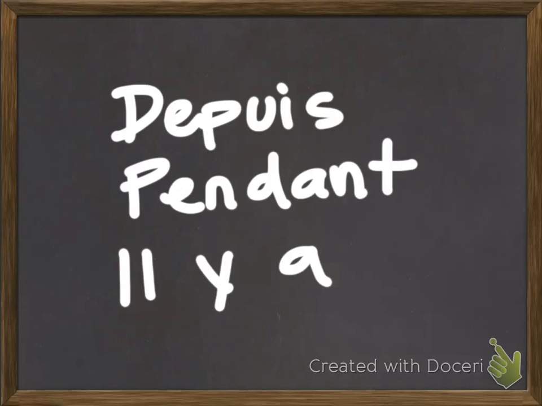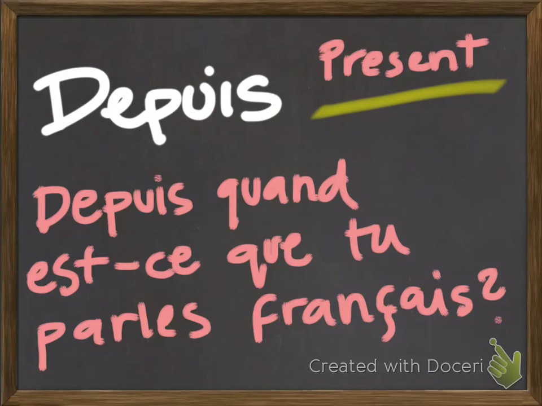Okay, so today we're going to learn the difference between depuis, pendant, et il y a. And these words roughly translate to how long ago, how long, since when. So they are words that we use to express duration in French, and they are used a little bit different from English. So let's see the differences.